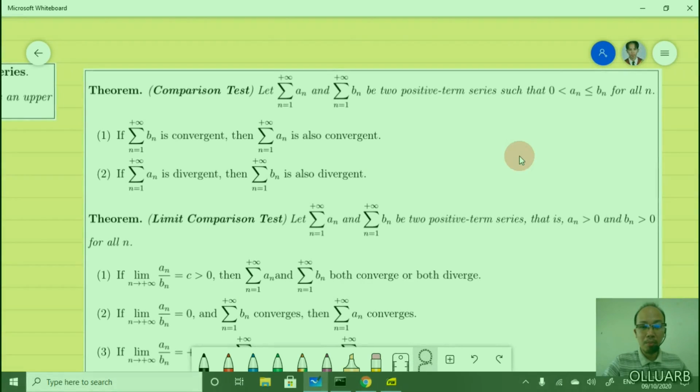Hello everyone, welcome back. This is part 2 of our lesson number 5 of Calculus 3. And this lesson talks about the comparison test and the limit comparison test.